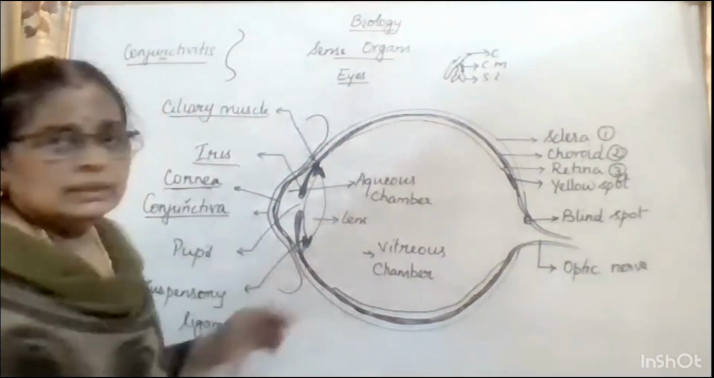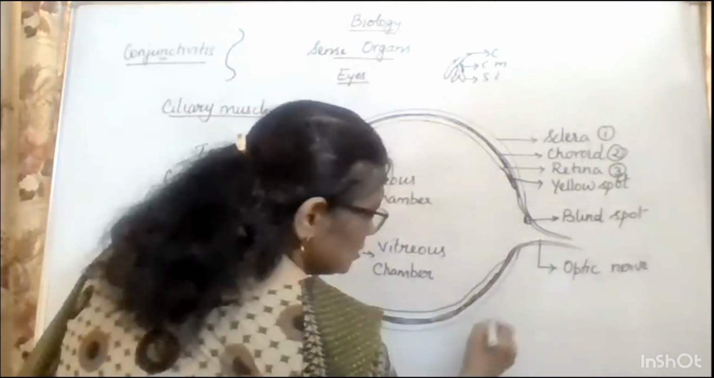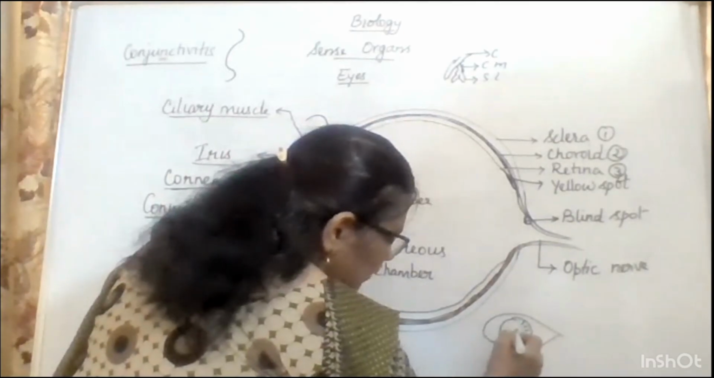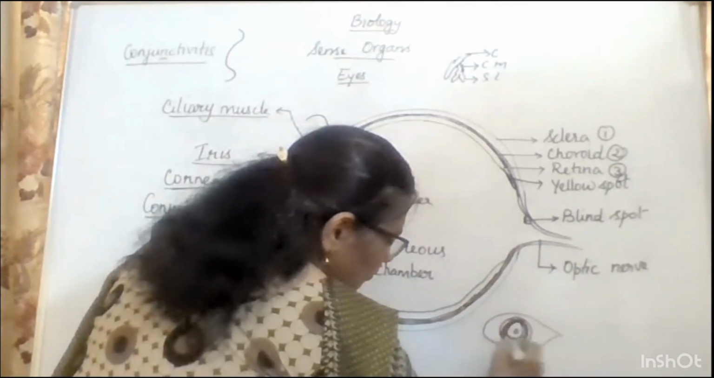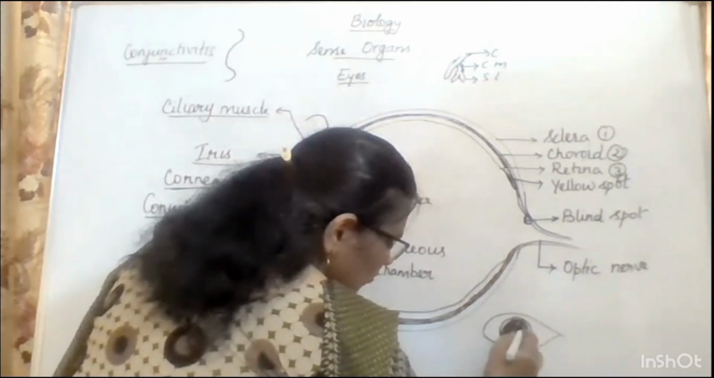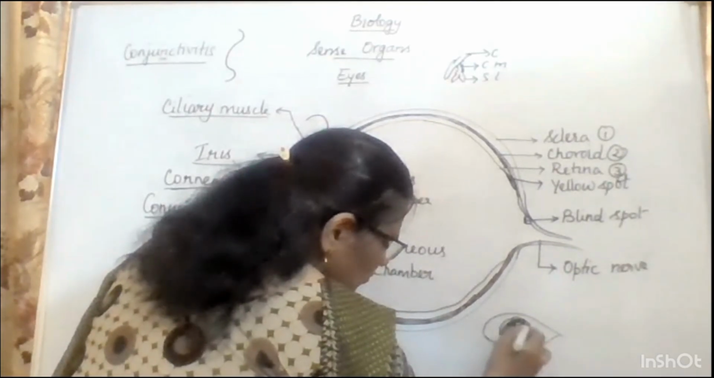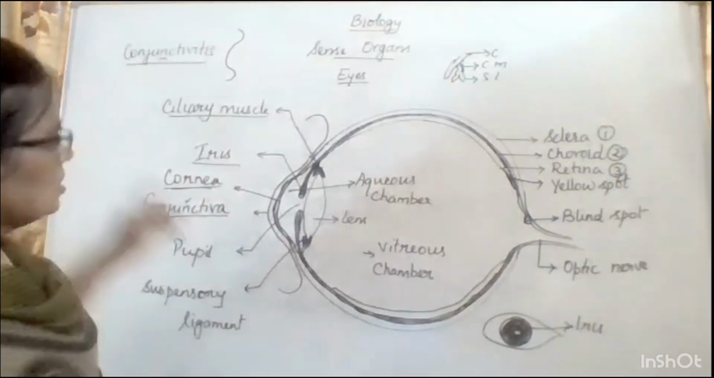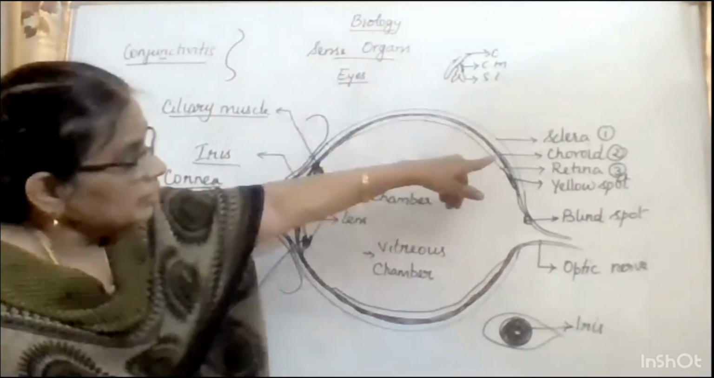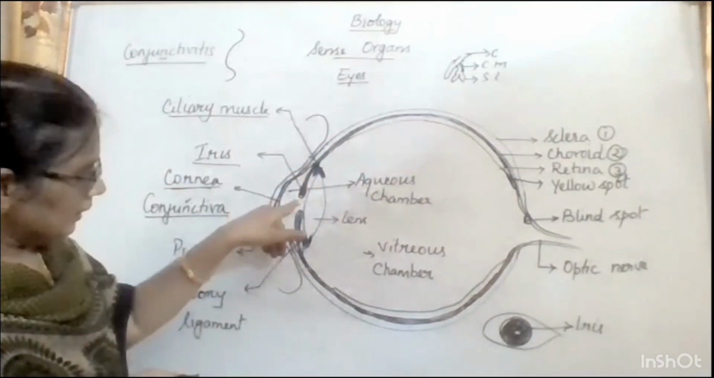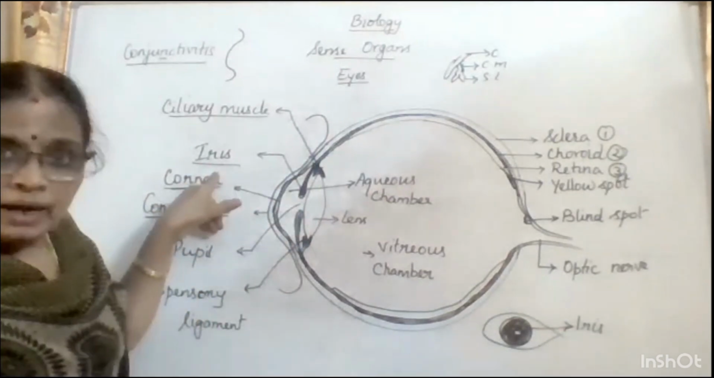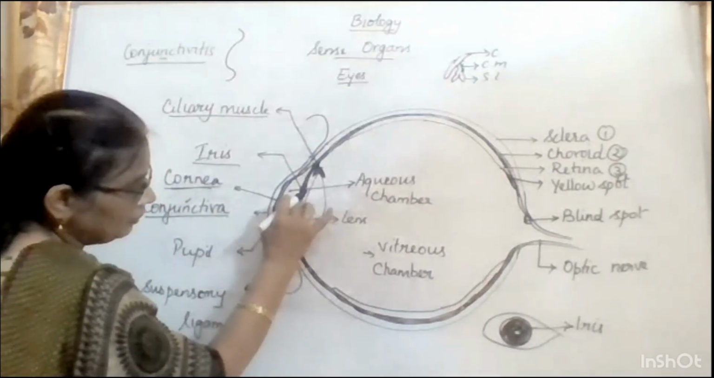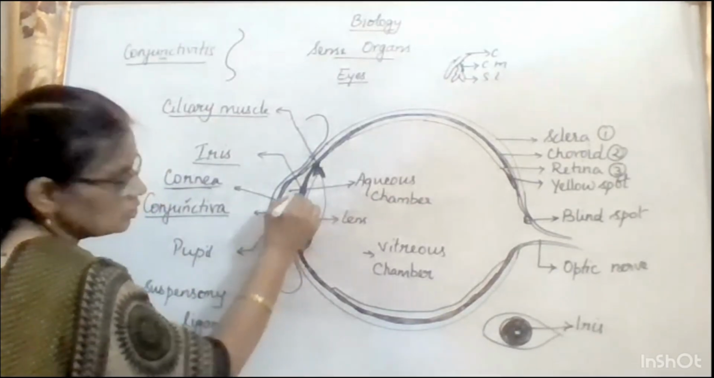Iris is nothing but the black part of the eye. If this is the eye, this region which is black is what is iris. Choroid, the second layer, is coming to the front. It comes till here and gets the name iris. I have not joined these two places. If you can see, there is a gap here. So this is iris, this is also iris.